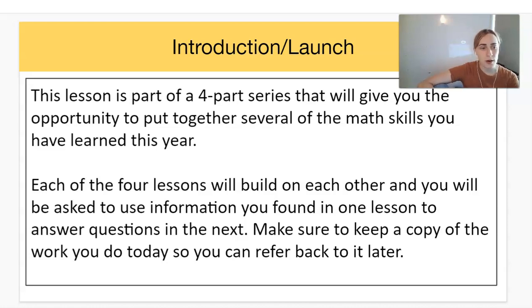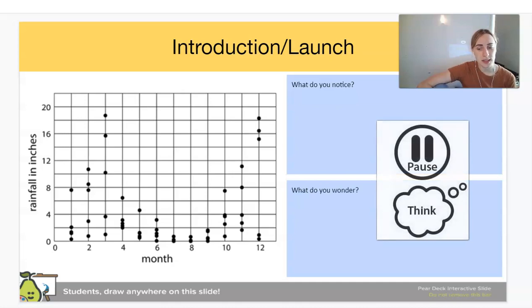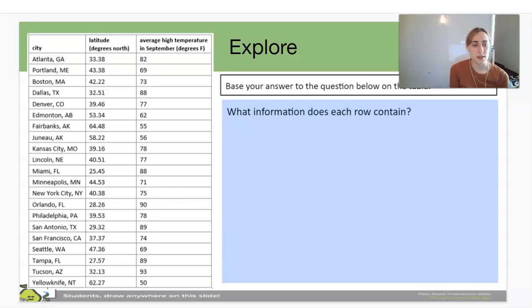Now we'll move on to the second part of our intro/launch. Here we are given a graph. Make sure you take a moment and read what each axis is counting or measuring. And then you're going to ask yourself, what do I notice and what do I wonder? And you'll explain your thinking in the blue rectangles. Once you've had enough time to fully explain your thinking and mention some specific details that you notice and ask at least a couple questions about what you're wondering about this graph, we'll move on to our Explore section where we're looking at some real data.